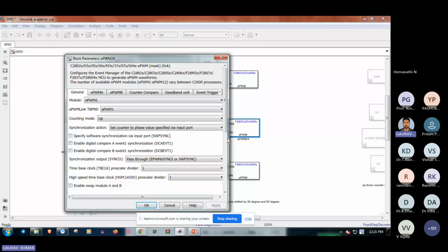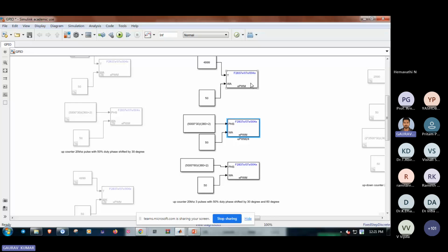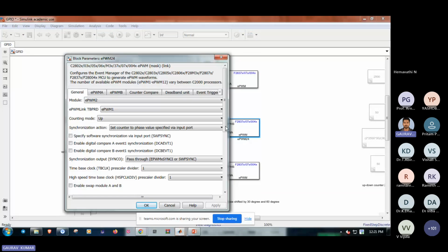This process is called master slave modules. Okay, here the first one is actually a master. One EPWM module is a master and the other two are slaves. So we have to link the slave modules with the previous EPWM module. Okay. So see, I have linked the second EPWM module, EPWM link TBPRD. I have linked with EPWM1 and I have selected these settings according to what I have told you.